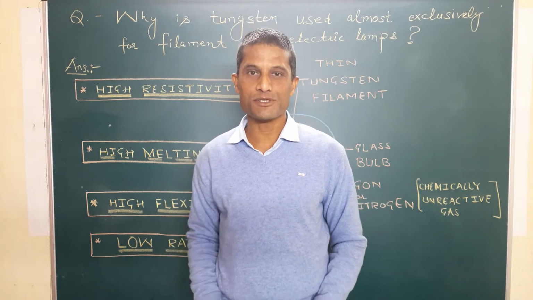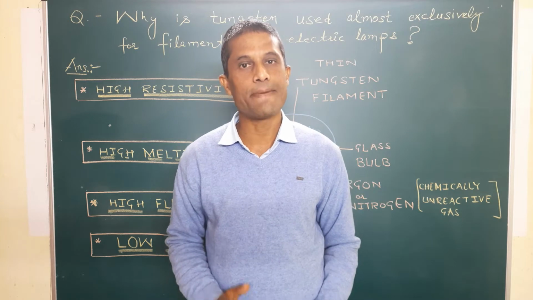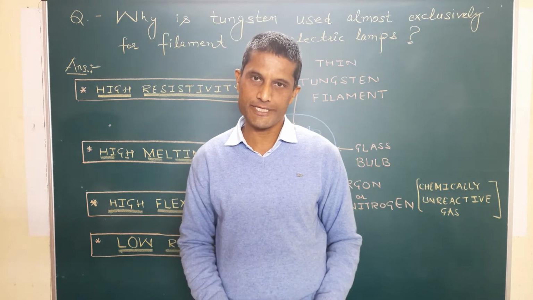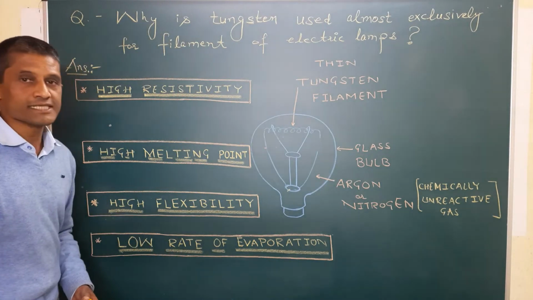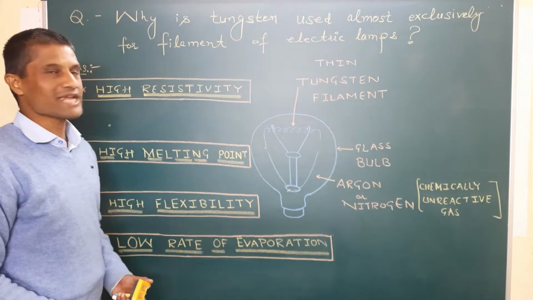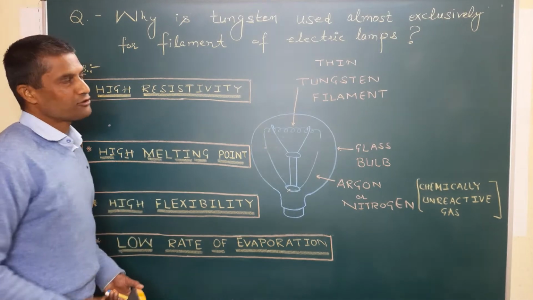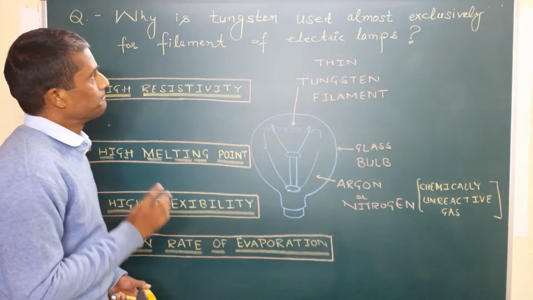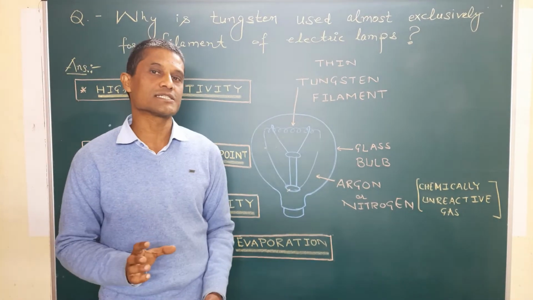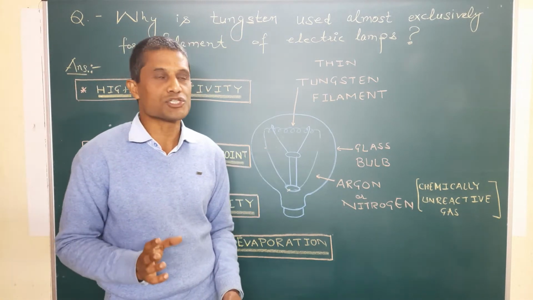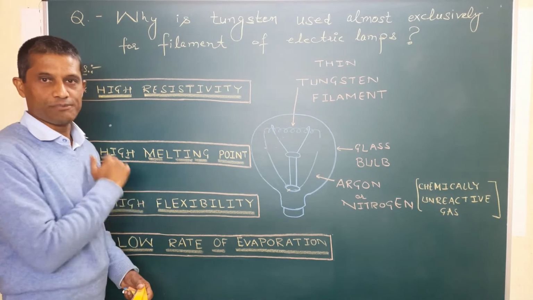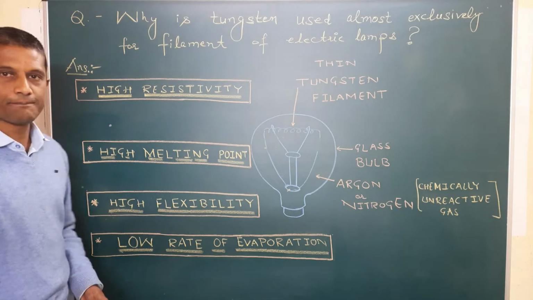And in today's video, we are going to take on a very important question as far as board examinations are concerned. The question is: why is tungsten used almost exclusively for the filament of electric lamps? So we need to discuss the major properties of tungsten for which it has been chosen for the job here. Let us go through the answer.